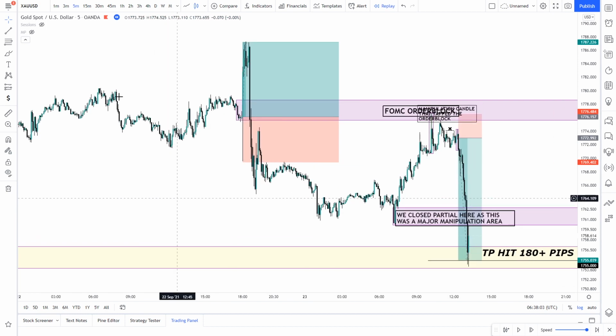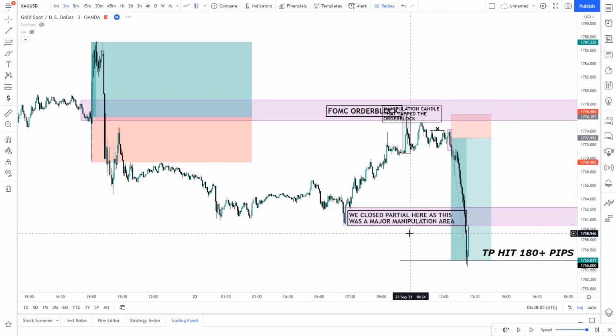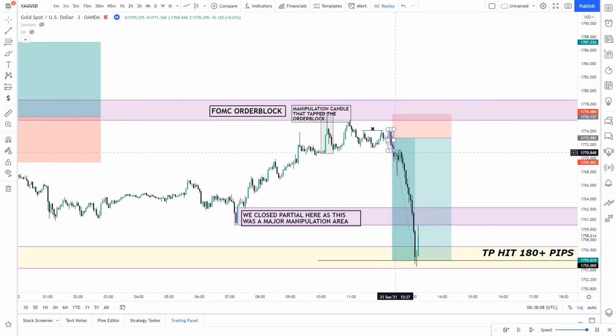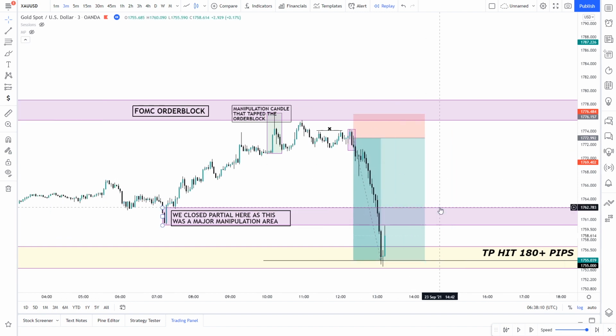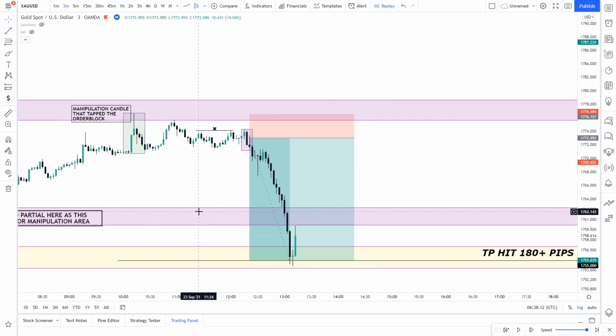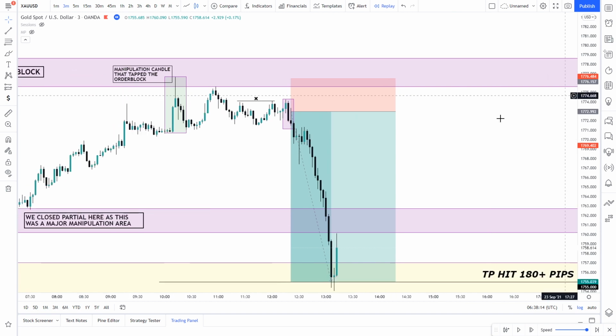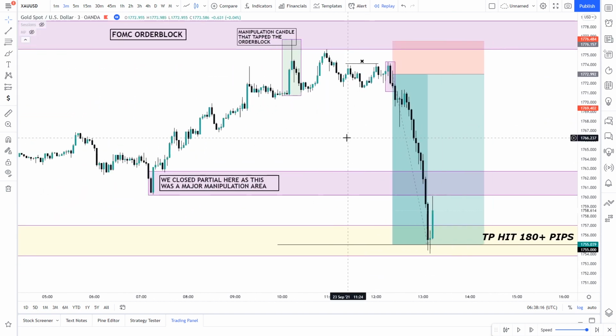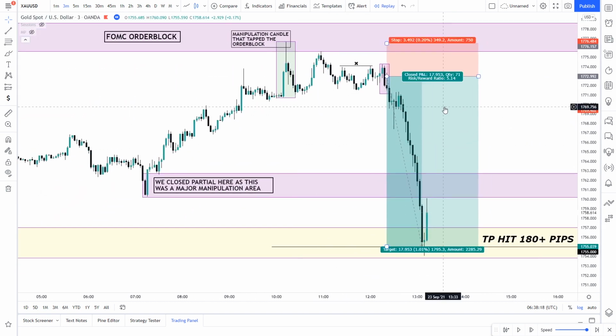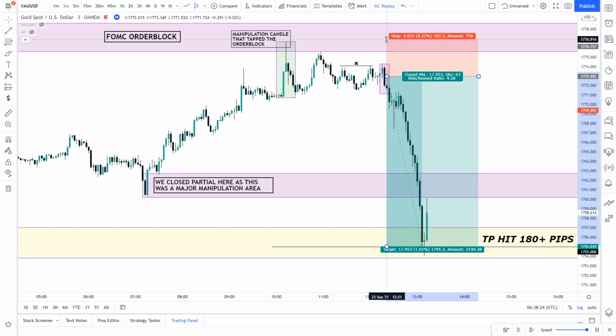So this was an amazing trade. After, let's say, 30 minutes, the price eventually hit our TP, and we had an amazing trade. It was 180 plus pips with a risk to reward ratio of 1 to 4.83. Our SL was right above this wick. So this was everything for today.